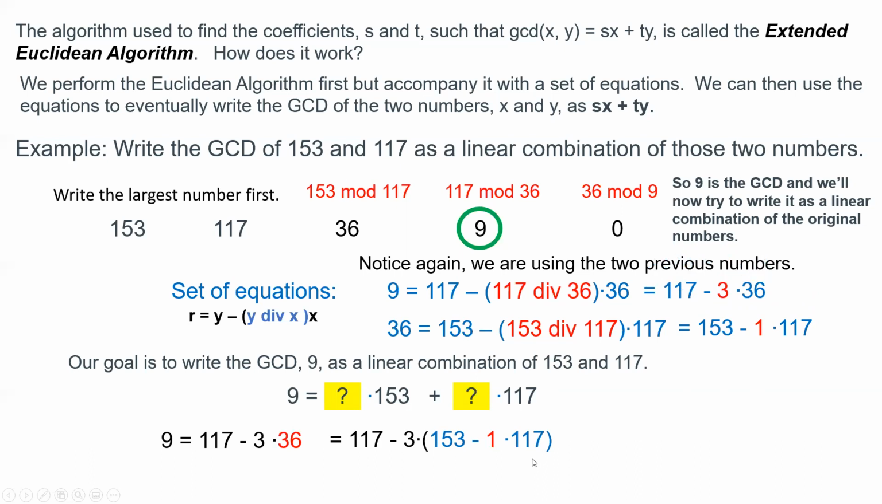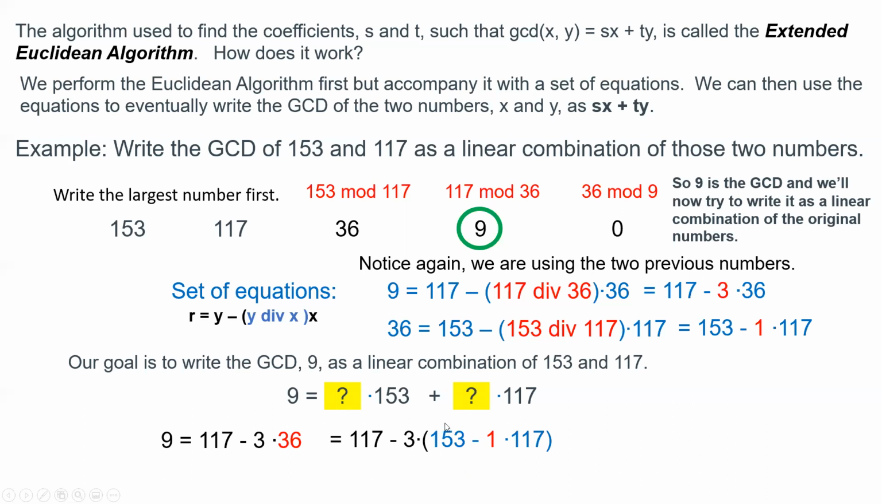Now we're getting somewhere. We're almost done because you see that we have 9 expressed as some different multiples of these 2 magic numbers, the 2 original numbers, 153 and 117. But 117 shows up a couple of times, and we want to clear that up, so that it's just one number times 153 and another number times 117. Again, you might be tempted, but don't follow through with just evaluating these numbers, because all you'll do is get back to 9. We want to keep the 117s intact and the 153s intact.